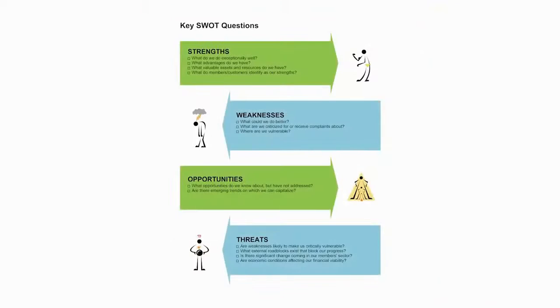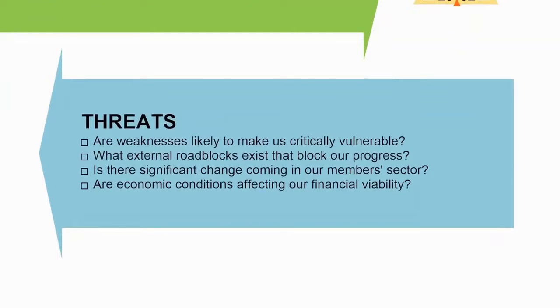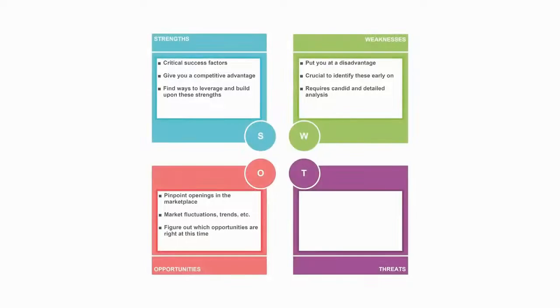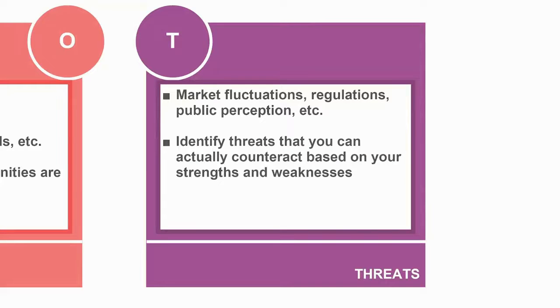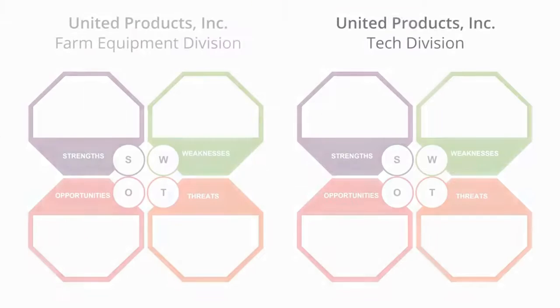line. And now, we will try to figure out how to respond to threats to your business. Market fluctuations, government regulation, or public perception are all external factors that may affect your business in a negative way. By identifying any threats and finding ways to lessen or eliminate them, you are clearing the way for smoother sailing. As with opportunities, you need to consider your strengths and weaknesses when assessing threats.